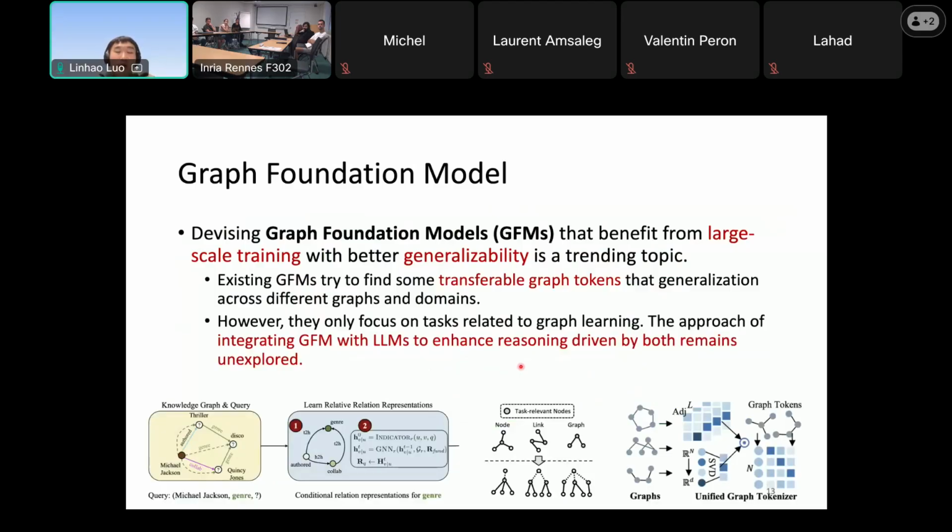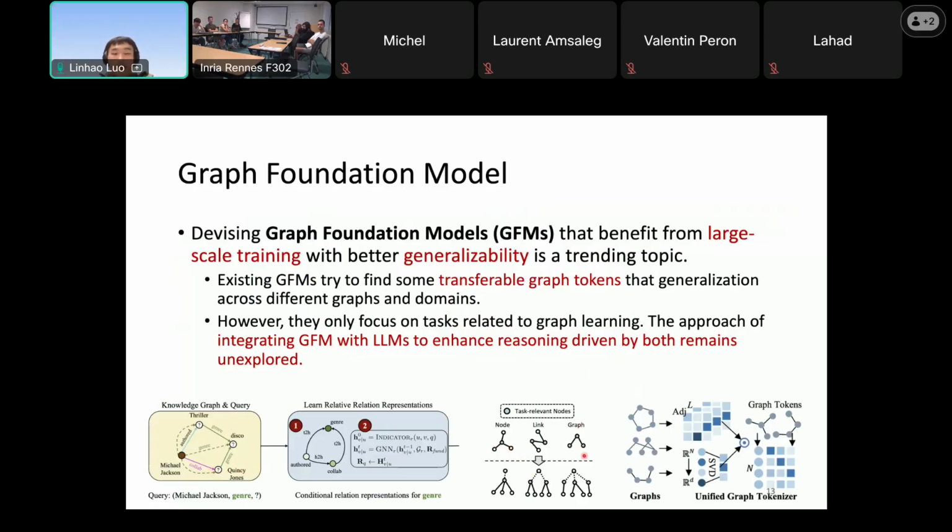To achieve such a goal, we need to design a graph foundation model from large-scale training that can generalize to different graphs and different documents. There are existing attempts to design such graph foundation models. What they did is usually try to find some transferable graph tokens that can be directly generalized across different graphs. For example, they can be a relation graph in the knowledge graph, or some basic graph structure like motifs or triangles.